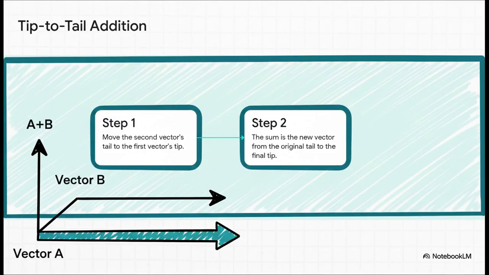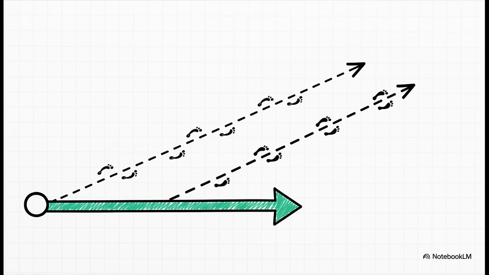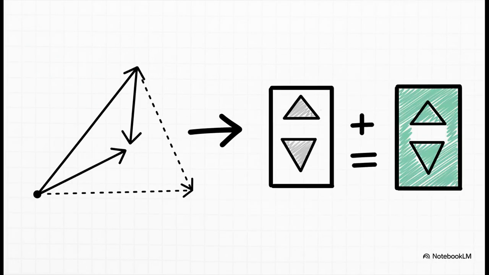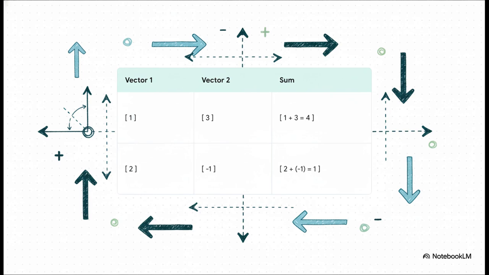So picture taking one step, then another. The sum is just the shortcut from your start to your final stop. It's kind of like adding on a number line, but now you have the freedom to move anywhere. And this is where the numbers are just awesome. Forget drawing arrows. The math is way easier. Seriously, it's so simple. Just add the corresponding numbers together, and that's it. You get the new vector.